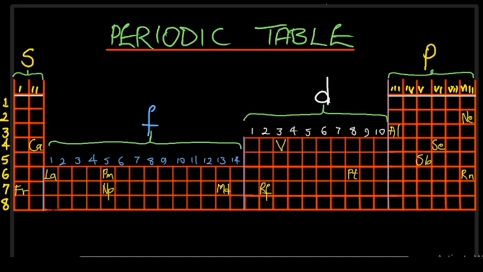So this is just how we keep identifying the location of elements on the periodic table. I hope with this particular video that you are able to understand how elements are being placed on the periodic table using their electronic configuration that is gotten from the respective atomic number of each of these elements.